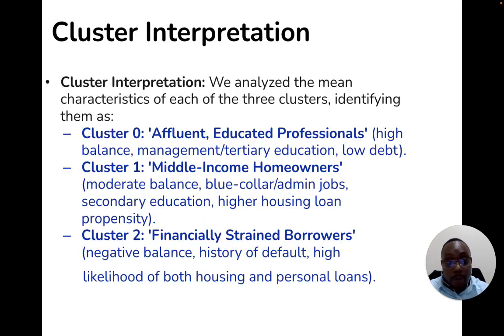And we profile these clusters. For the 3 clusters, really, we have the affluent educated professionals. These have high balance on their accounts, have high education, and have low debt. We have the middle income home owners. They have moderate balance on their accounts, have blue collar admin jobs, have secondary education, and have higher housing loan propensity. And cluster number 2, financially strained borrowers. These have a negative balance, history of default, high likelihood of both housing and personal loans.